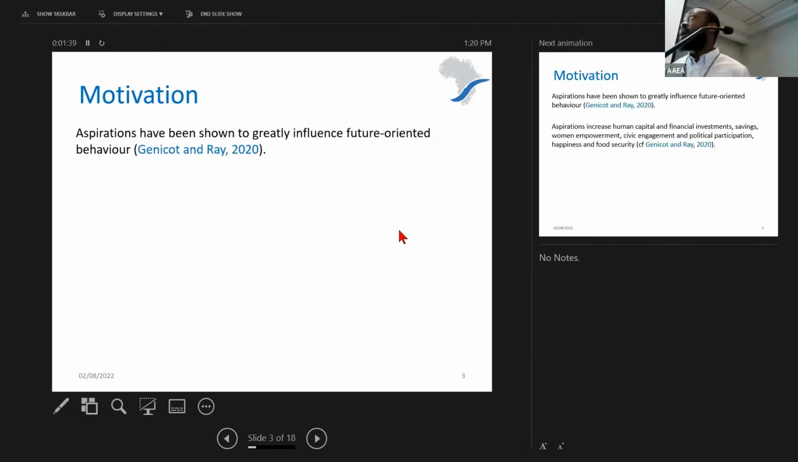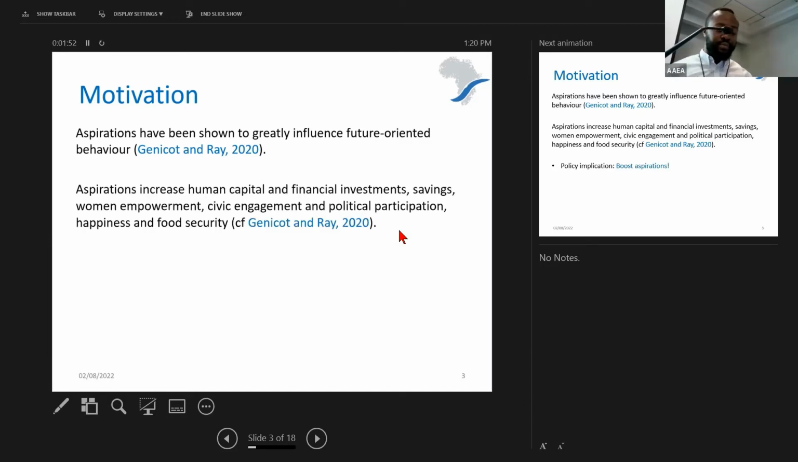So far, one constraint which I'll be looking at is aspirations. And aspirations have been shown to be very important for both human capital, but also political behavior. Practically, they've been shown to increase human capital investments, things to do with financial investments, savings. It has also been shown to empower women, increase political aspects like civic engagement, making people believe and participate in political activities. From a smaller point of view, it has been shown to induce happiness, but it has also been shown to improve food security.